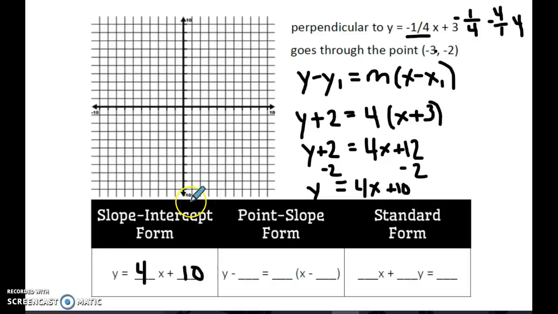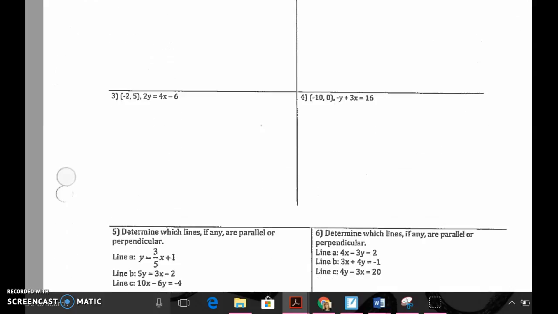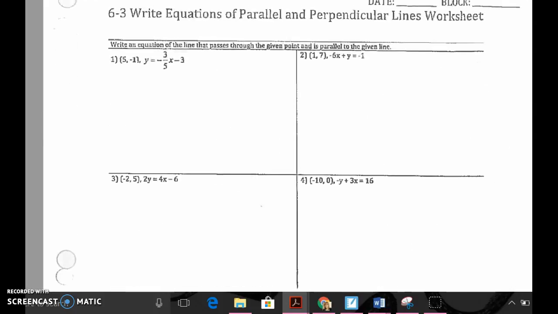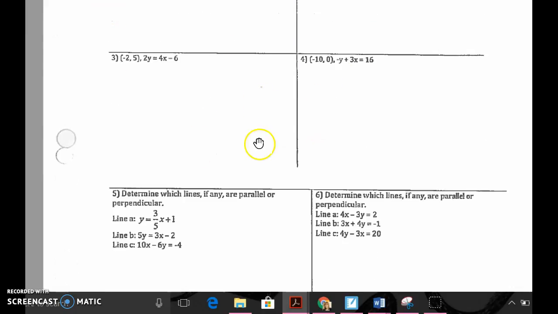So hopefully going through that example will help you with the sheet that some of you need to do. I'll show you that. So this is the sheet I handed out in class on Wednesday, January 10th, that I wanted you to complete and have done by Tuesday the 16th. And so you need to be able to write an equation of a line that passes through the given point that's parallel. Parallel is going to have the same slope.